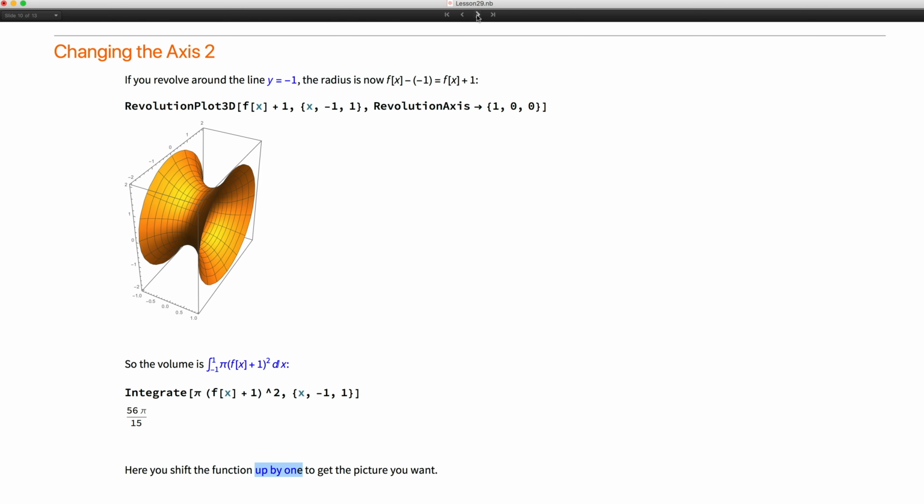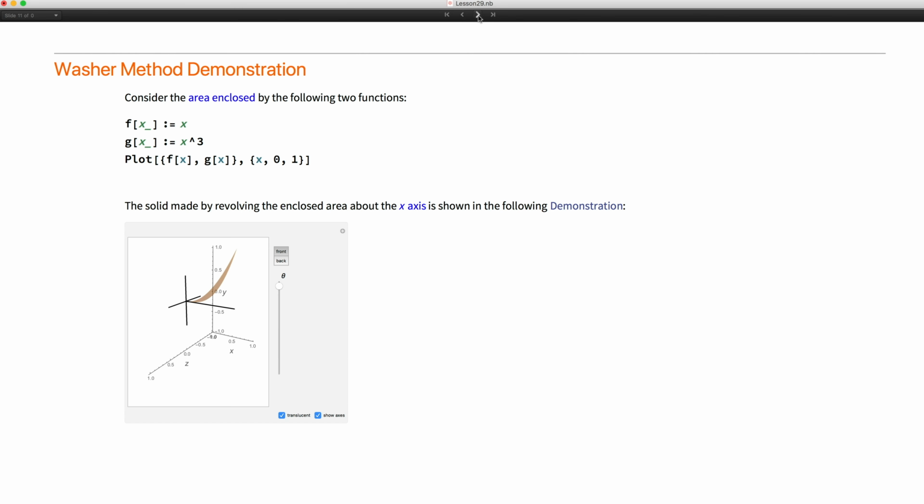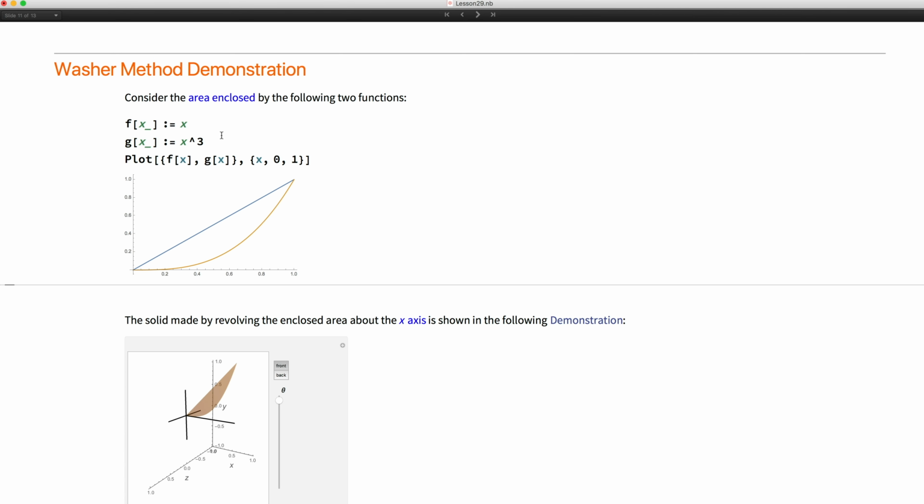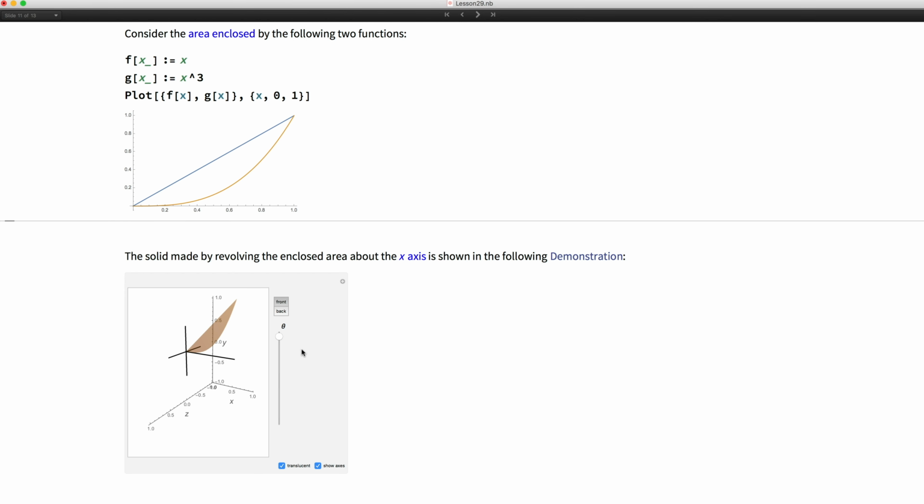Now, a second method for computing volumes is the so-called washer method. The idea is this: suppose you have two functions f and g, and you look at the area between them, and then you revolve it around the x-axis. So here's a nice demonstration of that. So you revolve it, it sweeps out a volume, and the question is, how do you work out a formula for that volume?